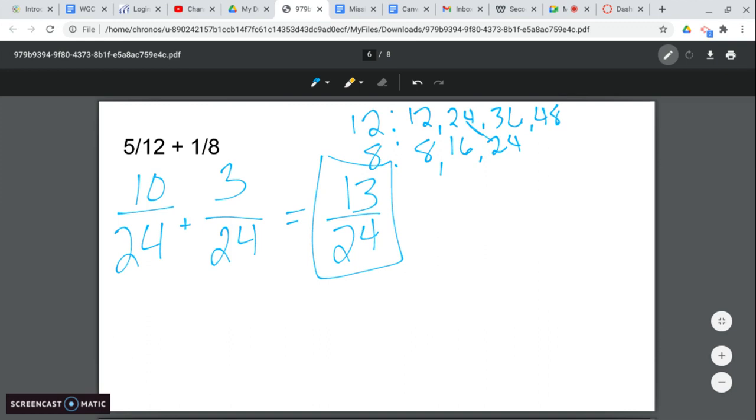using what we did yesterday with our least common multiples and least common denominators.